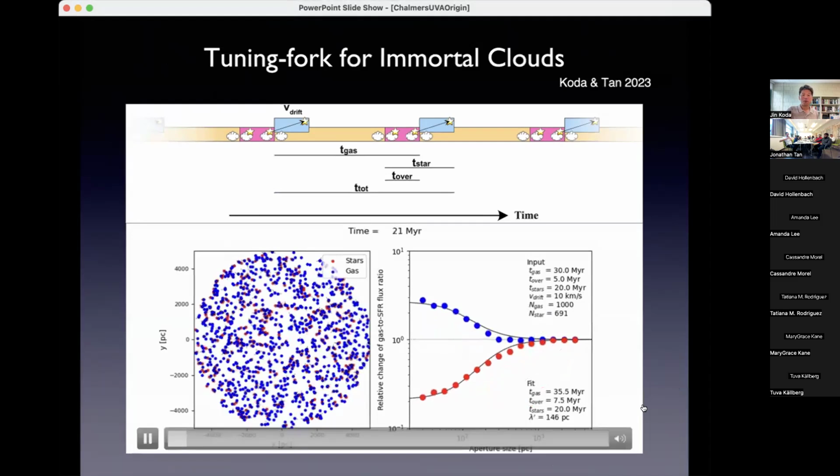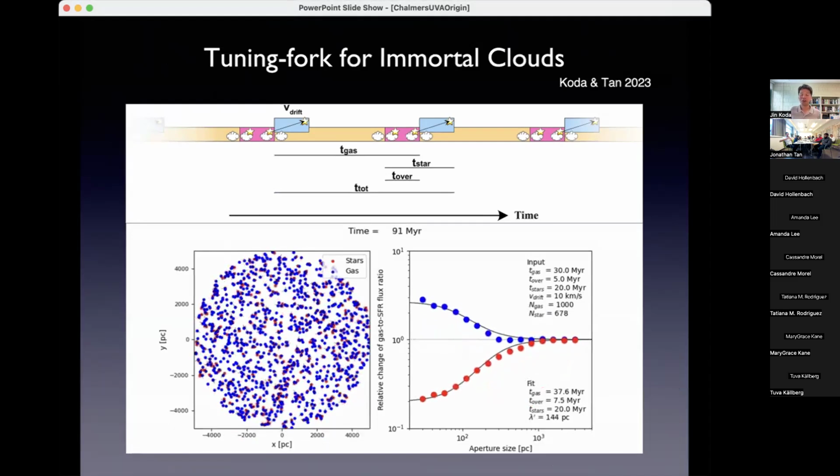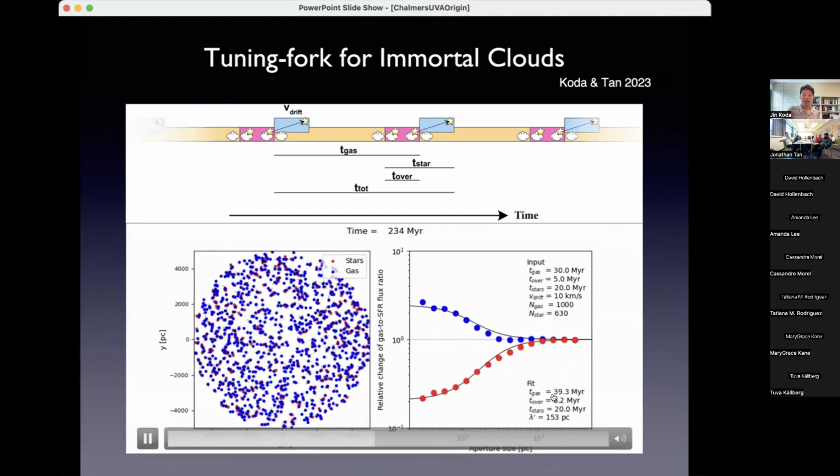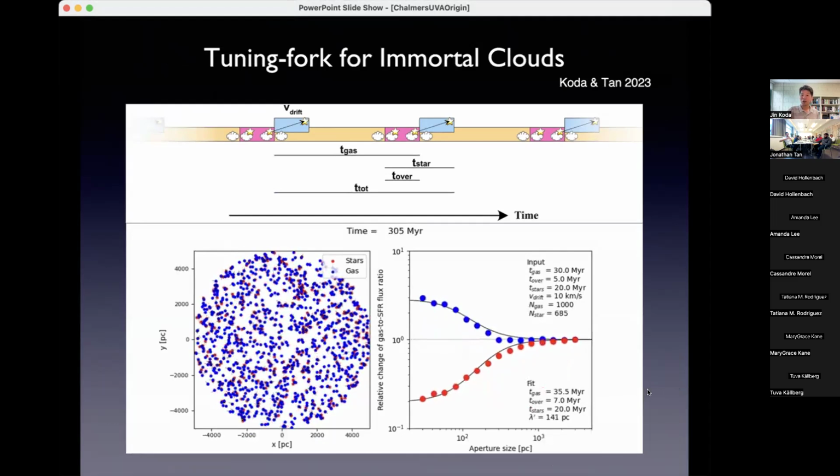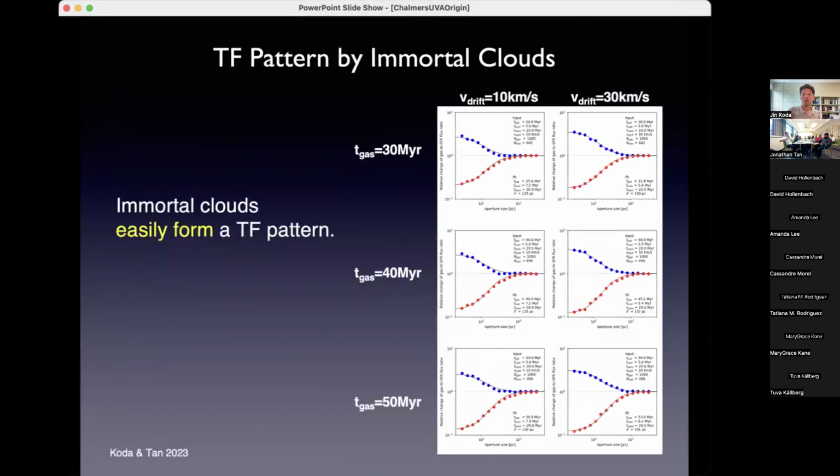And with this setup, we can also reproduce the tuning fork plot nicely. And here are the input parameters, and here are the output parameters. The tuning fork analysis gives you a reasonable timescale, which is not the cloud lifetime, but just the duty cycle of star formation in forever-living molecular clouds. So this shows you that the tuning fork analysis, which is based on beautiful probabilistic theory, gives you some timescale, but it doesn't necessarily mean that what is returned is the cloud lifetime.